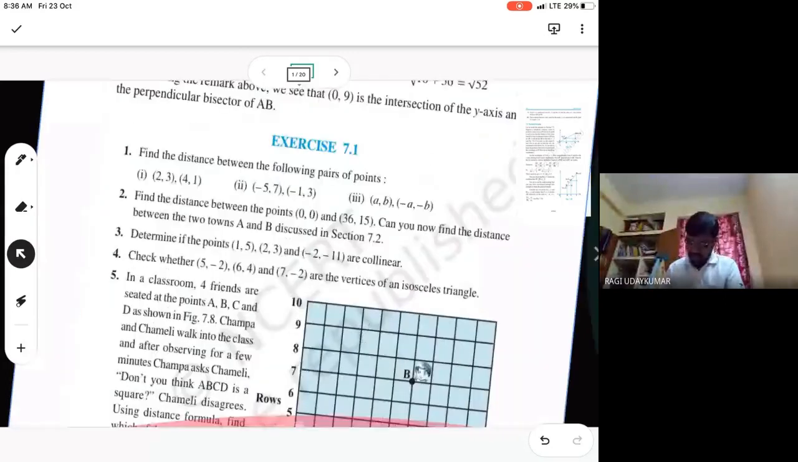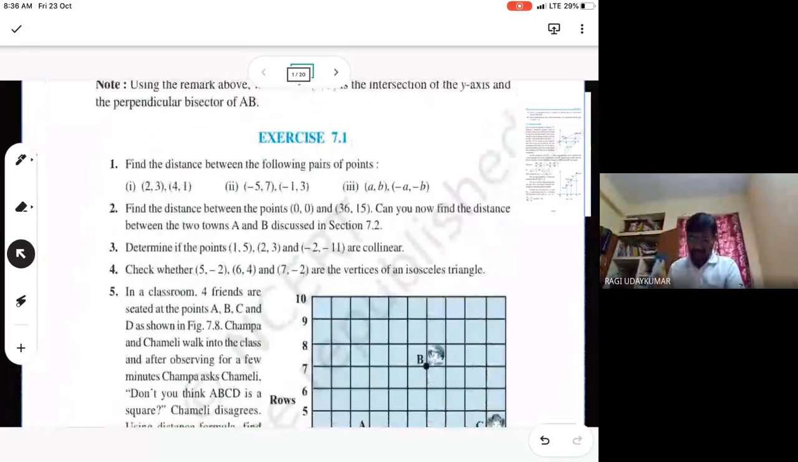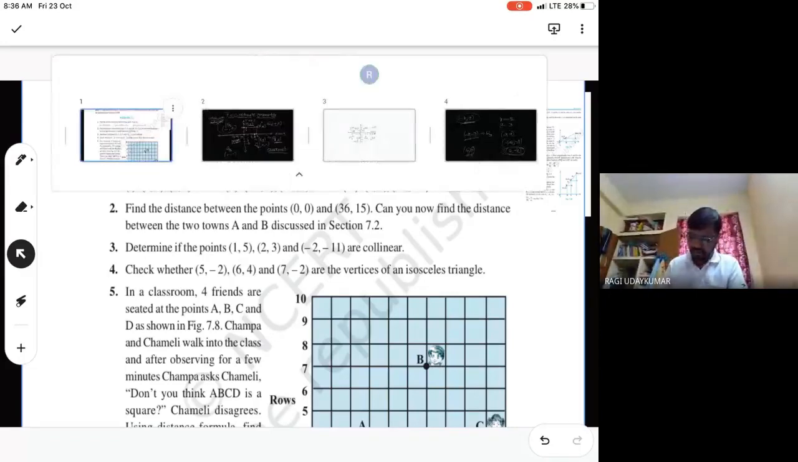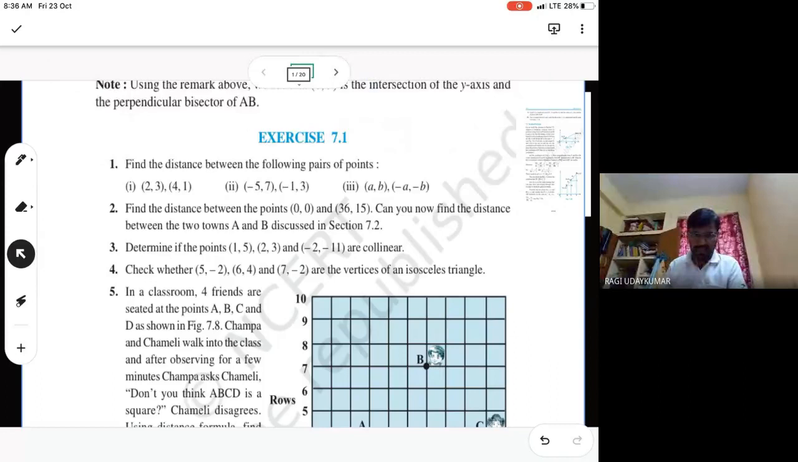So first, what is given? 2 points are given. Find the distance between the 2 points. So the second problem, if you want, I will explain to you. -5, 7, -1, 3 is given to you. So -5, 7, -1, 3.